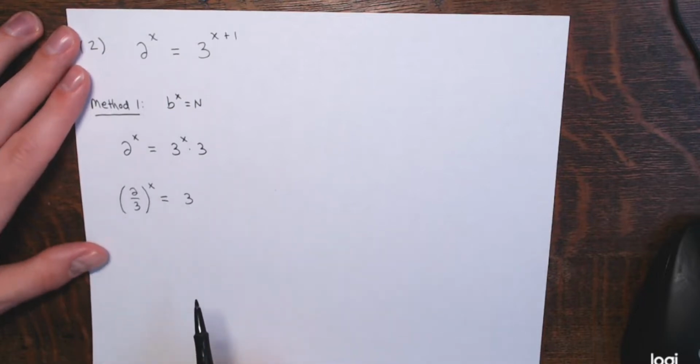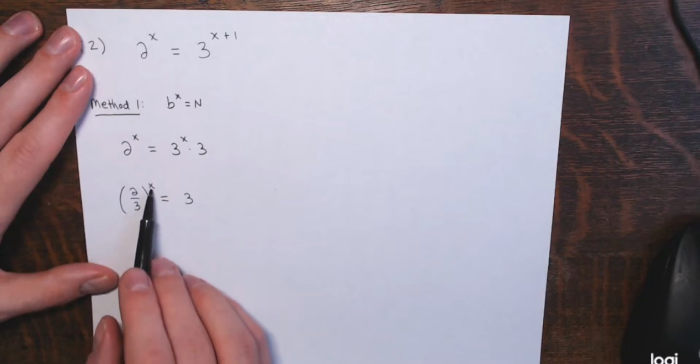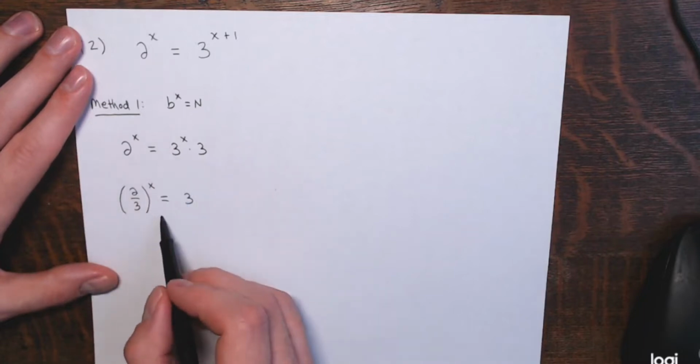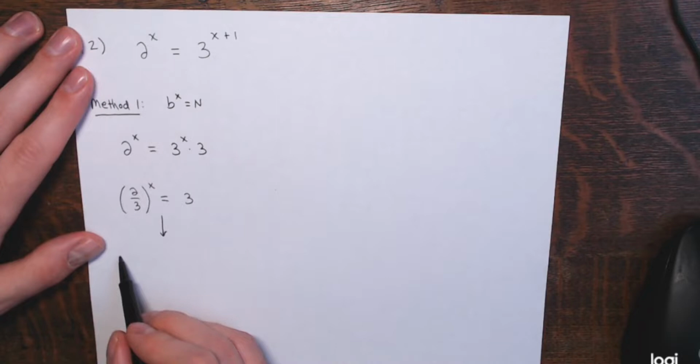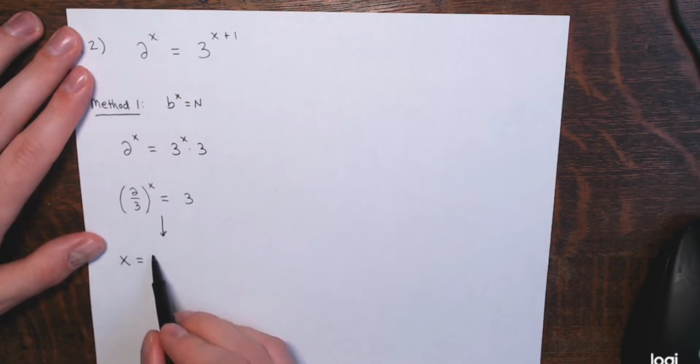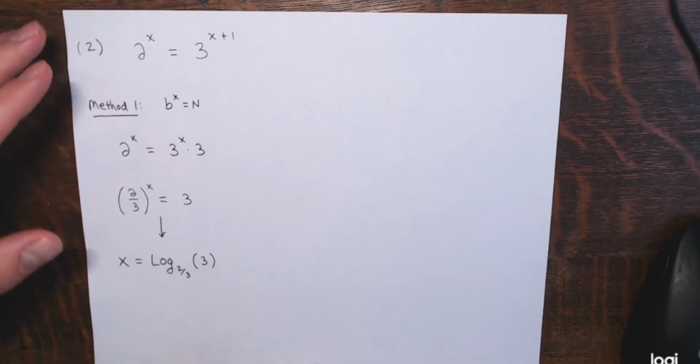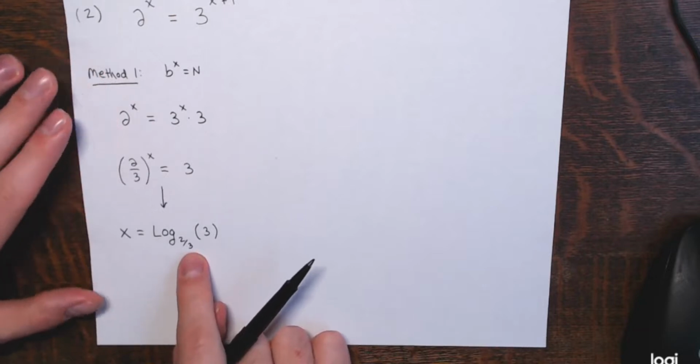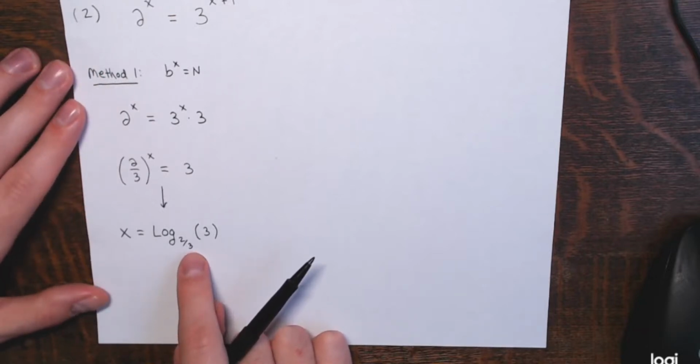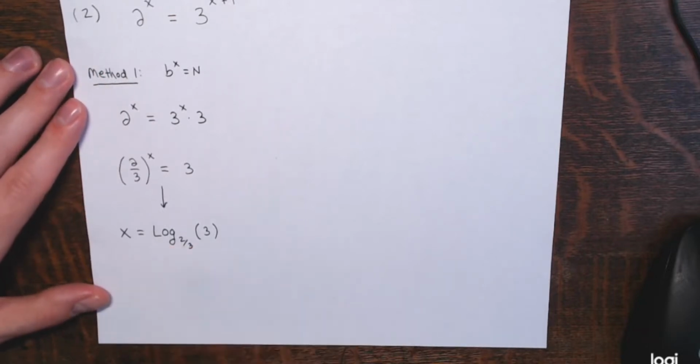And now I have what I want. Base to the x equals number. And I change to log form. So x would be equal to the log base 2/3 of 3. Which, again, usually we don't like having a fraction base. I mean, it's not wrong. This is totally correct. But most calculators, if you're going to be punching things in on a handheld calculator, most calculators have either log base 10 or log base e.